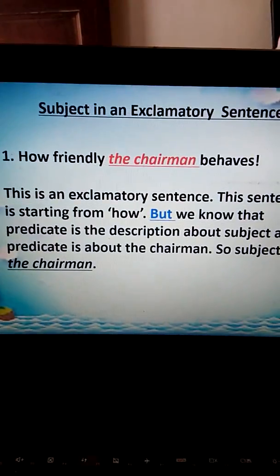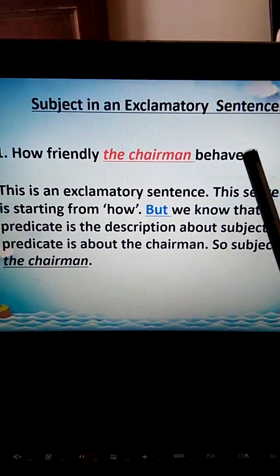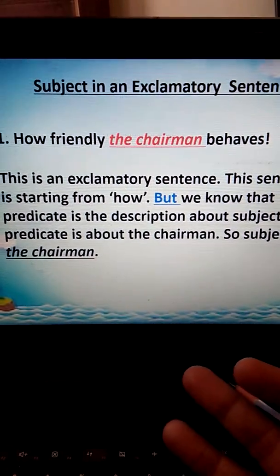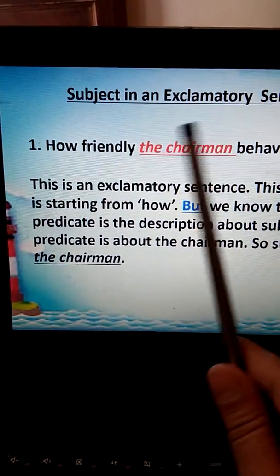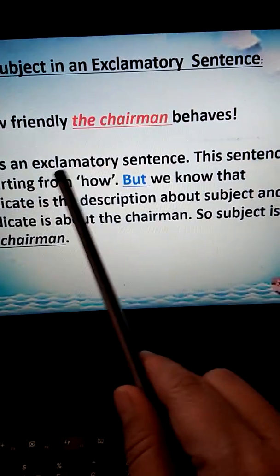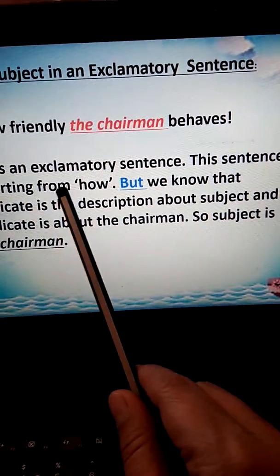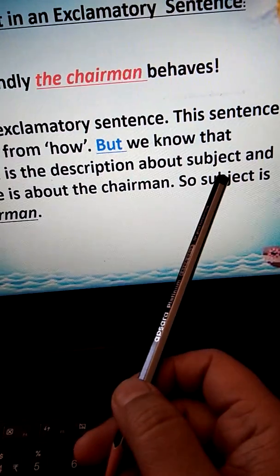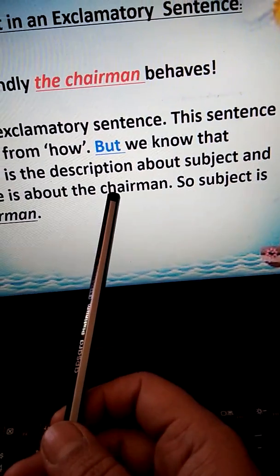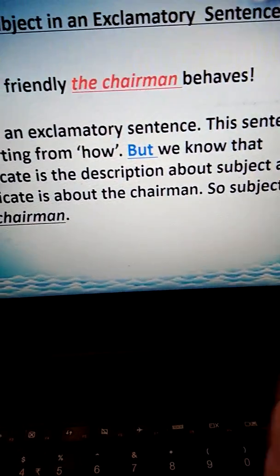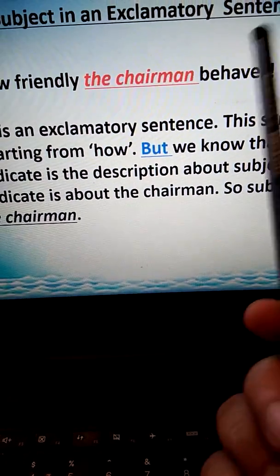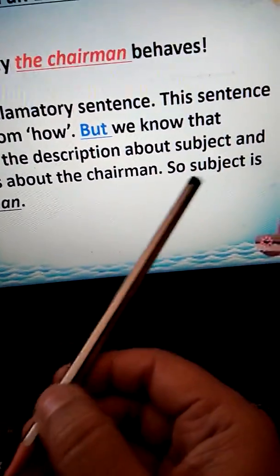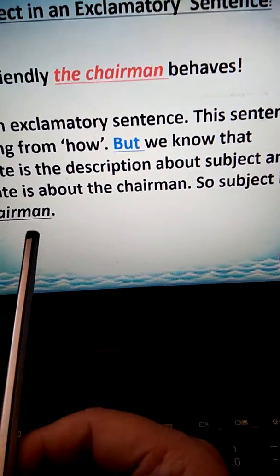In an exclamatory sentence, how friendly the chairman behaves. So who is behaving friendly? The chairman. Right? So here also we are talking about the chairman. This is an exclamatory sentence. This sentence is starting from how. But we know that predicate is the description about the subject and predicate is about the chairman. So we are talking about whom? About the chairman. What are we talking about? How friendly he is. So how friendly becomes the predicate. So subject is the chairman. Clear?